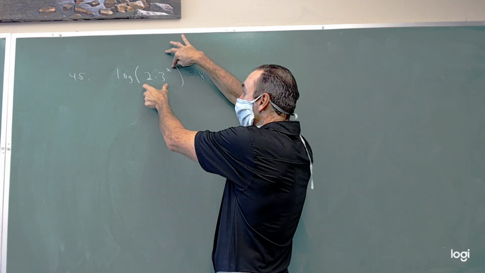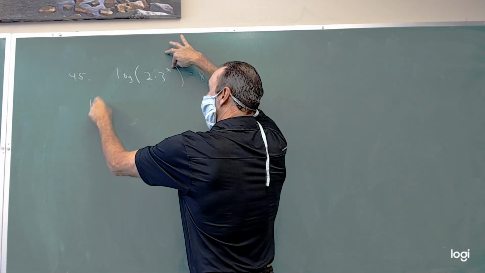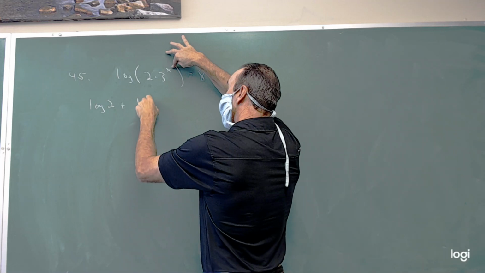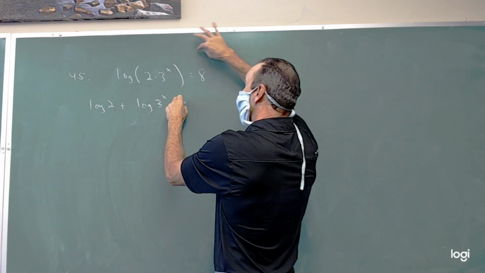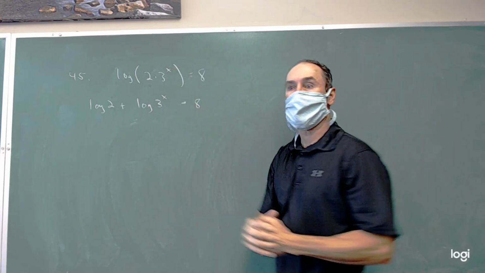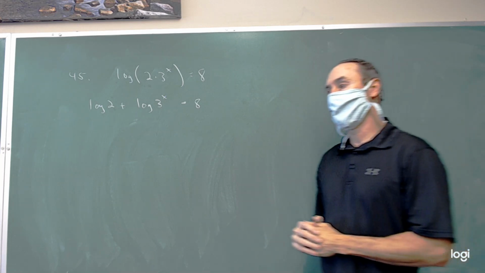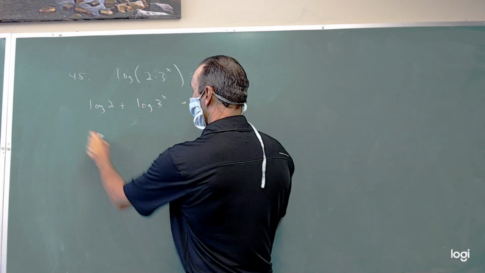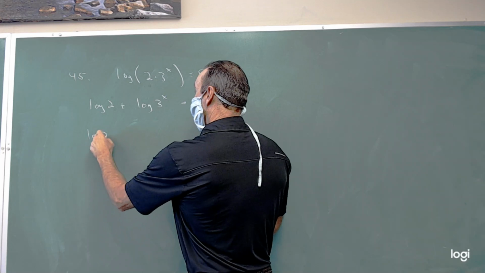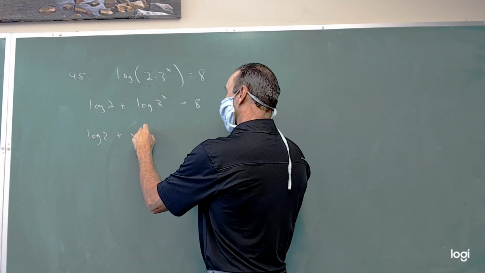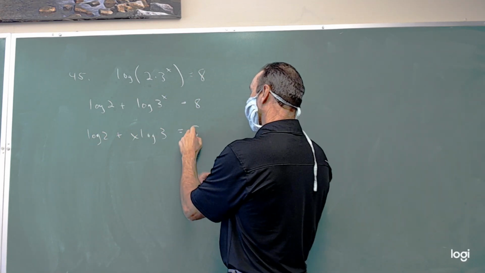So this is a log of a product. We can write that as the log of 2 plus the log of 3 to the x, and this is still 8 on the other side. This is one way to do it. Now we can bring our exponent out in front, and so that'll become x times the log of 3 is equal to 8.